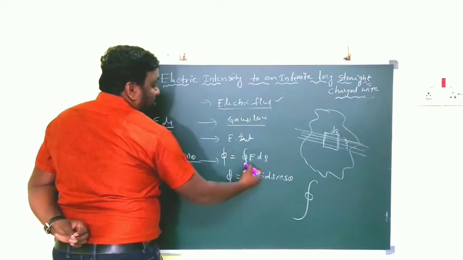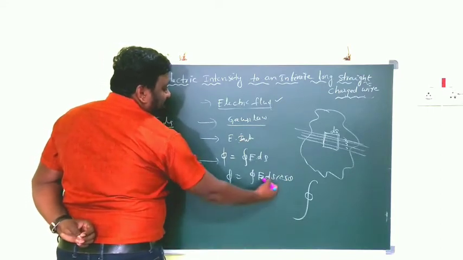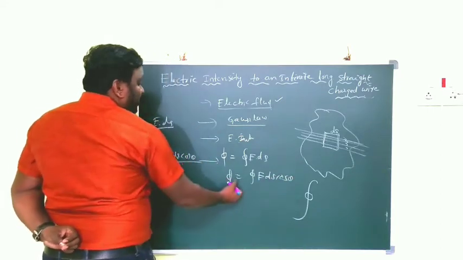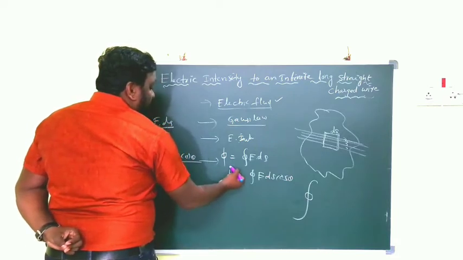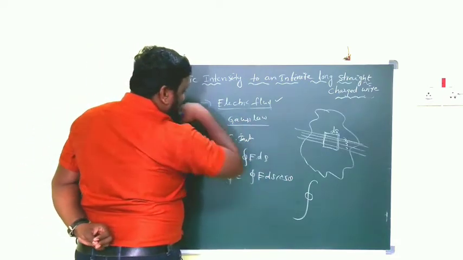Phi equals closed integral E dot ds, that means phi equals E ds cos theta. By using this equation we are going to find the electric flux. Clear? And next thing is what is Gauss law.